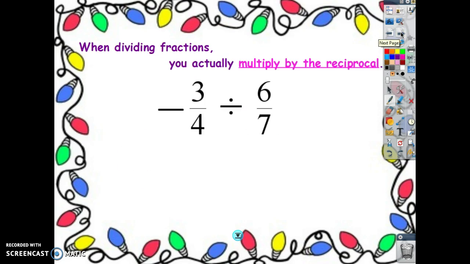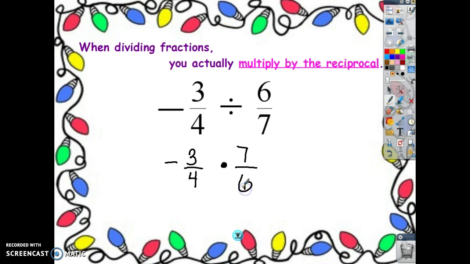You change your division sign to multiplication, and you flip your second fraction, and then the rest is exactly the same. Okay? So when dividing these, they're not mixed numbers, so we don't have to do anything right now. We don't have to change anything to improper, so we're just simply going to keep the first one, negative 3/4, change the division to multiplication, and flip the second one.